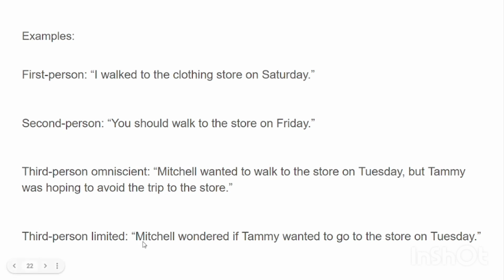Versus the third person limited, which only tells you how one person is thinking. Michelle wondered if Tammy wanted to go to the store on Tuesday, but we do not know what Tammy is thinking. What if Tammy is wondering if Michelle cannot be bothered to go to the store because she's not in the mood?